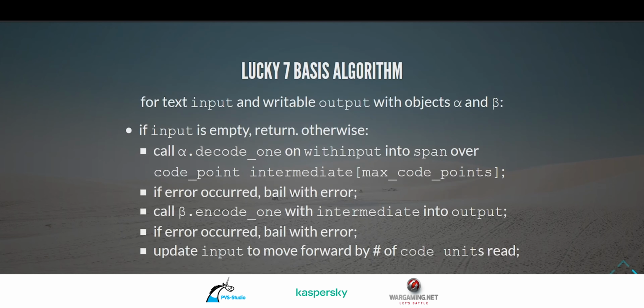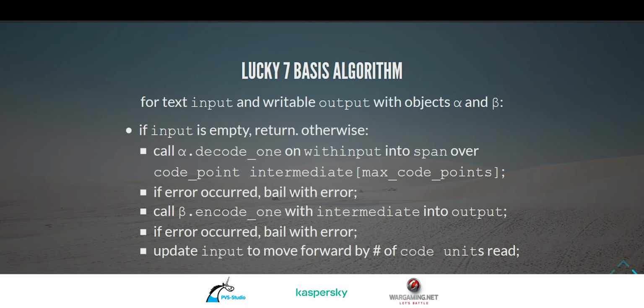And so this is essentially what Lucky 7 was. This is what all of part 3 was about. It was about talking about the 7 operations and how you can use those 7 operations to build everything, right? And so the basic algorithm for this is that if you have an input and you have an output that you can write into, and you have encoding objects, alpha and beta, the loop basically works like this, right? If the input is empty, return, right? You have nothing to do, and so you just return and say everything's fine, right?